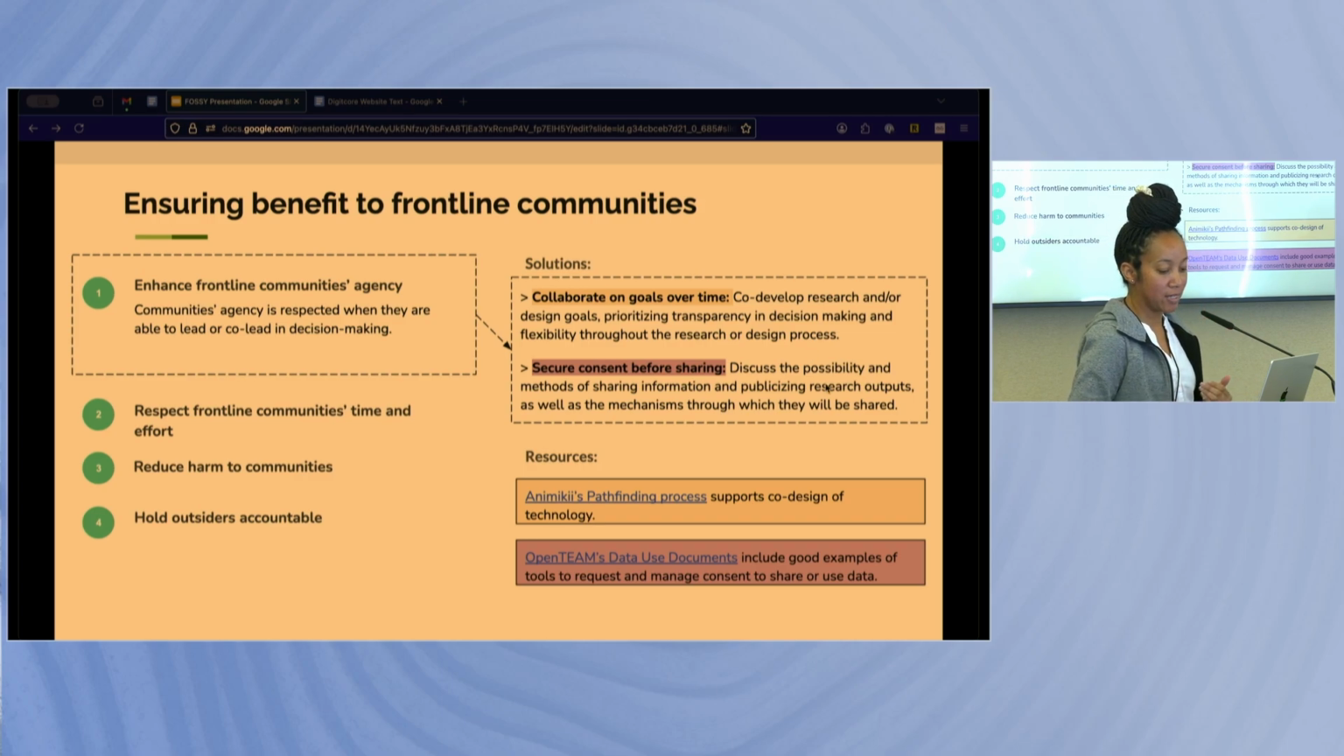And so for the second solution, we have securing consent before sharing data or information. And a resource for that is the Open Teams data use documents, which offer examples such as the Agriculturalist Bill of Data Rights and the data hosting and storage agreement.